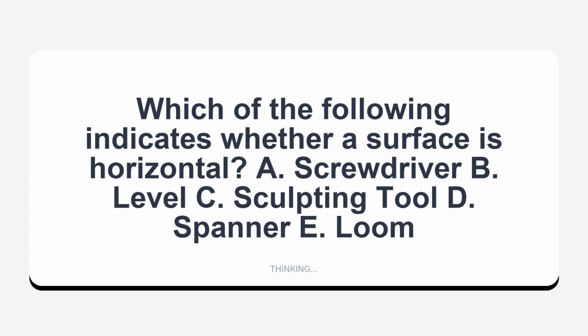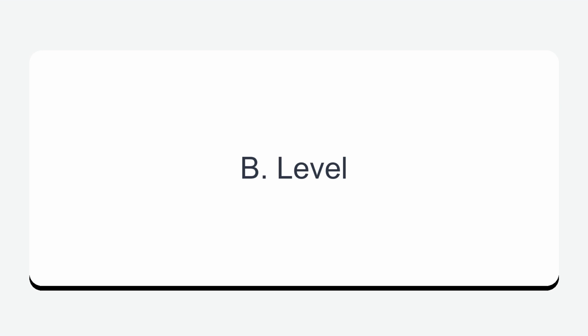Which of the following indicates whether a surface is horizontal? A. Screwdriver. B. Level. C. Sculpting tool. D. Spanner. E. Loom. B. Level.